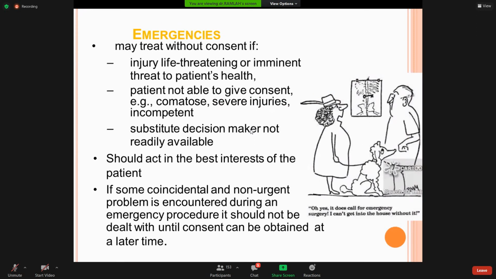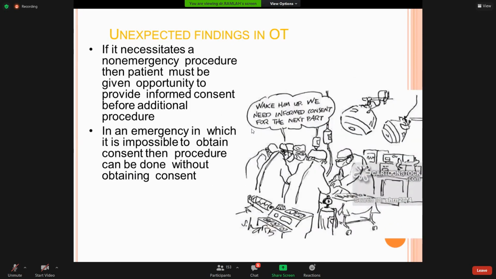Now we have talked about that the emergency may treat without the consent if injury is life-threatening or immediate treatment threat to the health, patient not able to give consent, example, as I already told you. Okay, again, this is a quick review. Unexpected finding in OT. Again, as I told you about section 92.